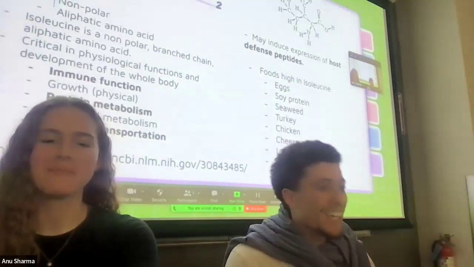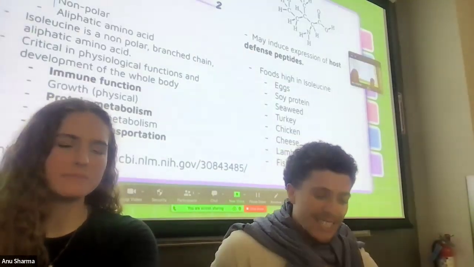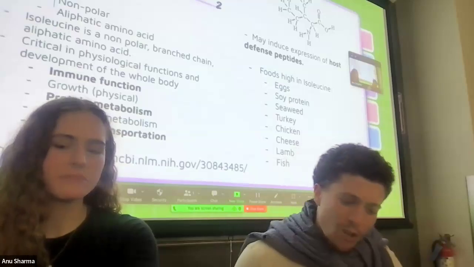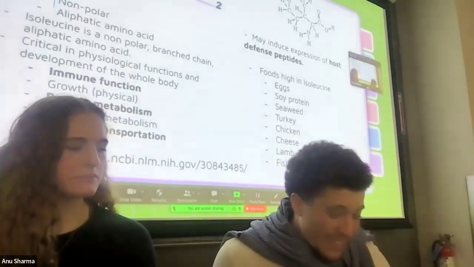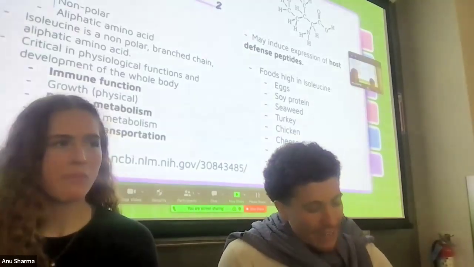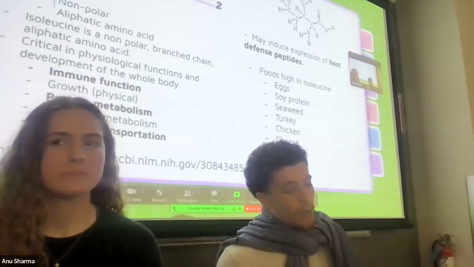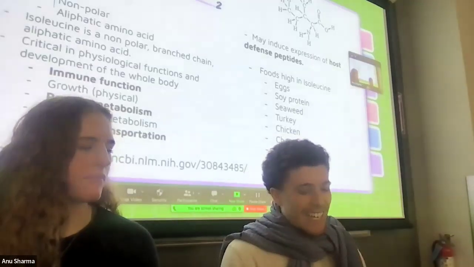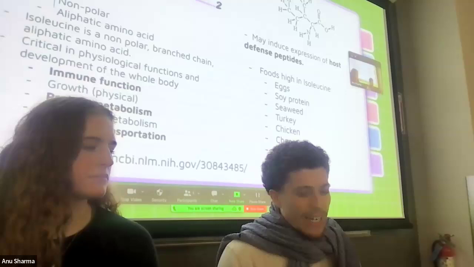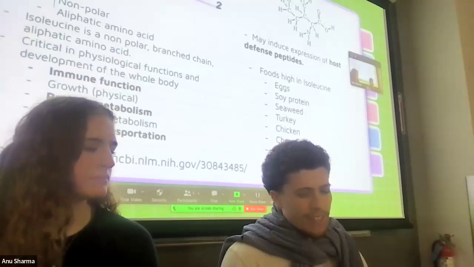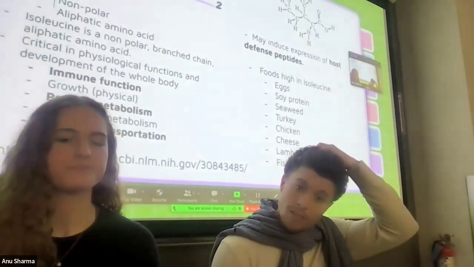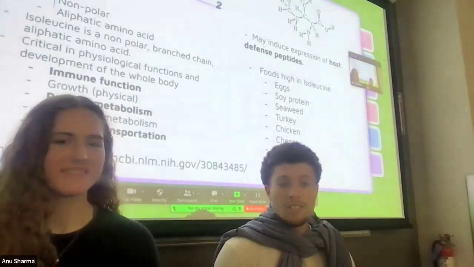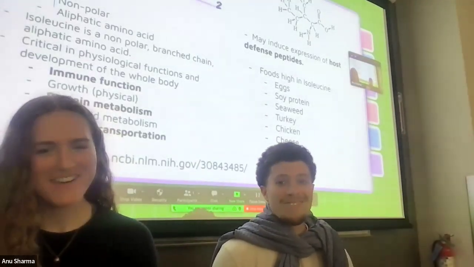And when it comes to blood sugar, isoleucine stimulates insulin and mTOR, glucose uptake in skeletal muscles, and it may contribute to plasma glucose lowering effects. And lastly, it inhibits the enzyme deaminase, which is an isoleucine specific enzyme. And those are some foods that are high in isoleucine.